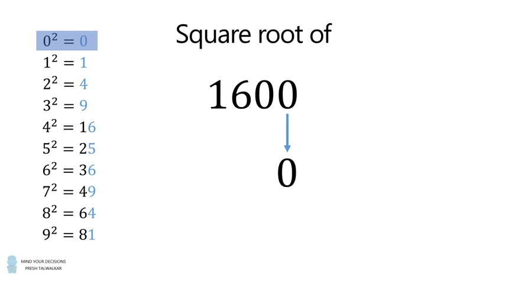Then we cross out the hundreds and units digits. We're left with the number 16. We now want to find the square that's closest to 16 without exceeding 16. In this case, 4 squared is equal to 16 exactly. So we will write the digit 4 here. Thus, the answer is equal to 40.